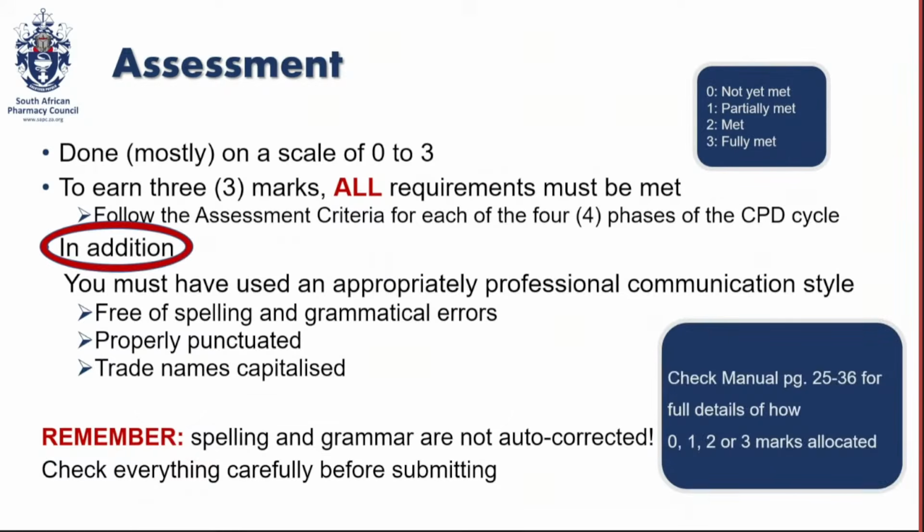Okay, so 0 means not yet met. The verdict of 1 means partially met, 2 is met, and 3 is fully met. Again, check the intern manual. Page 35 and 36 is where we will find the assessment criteria.